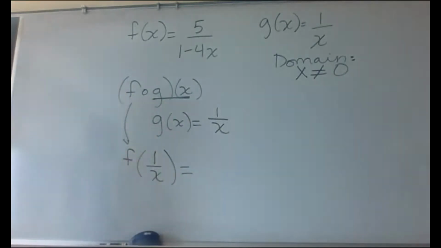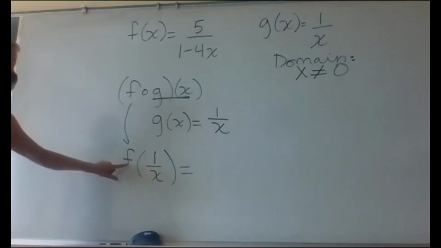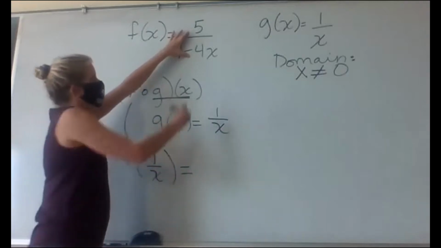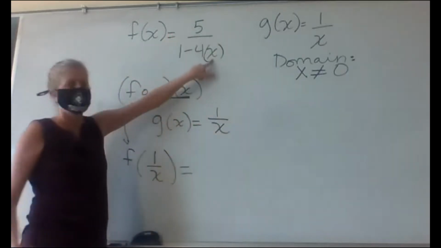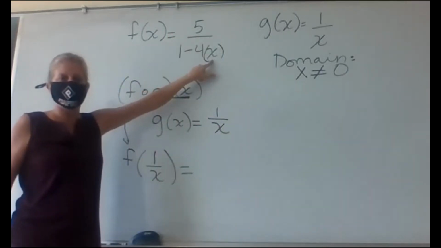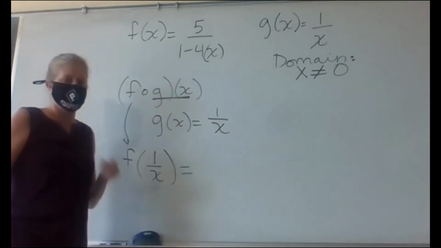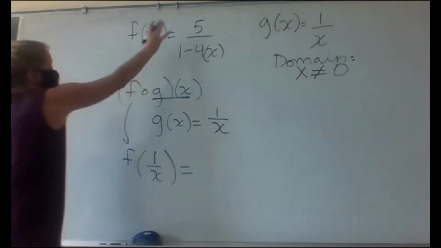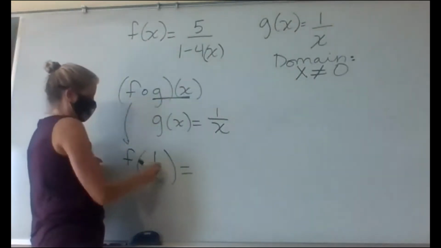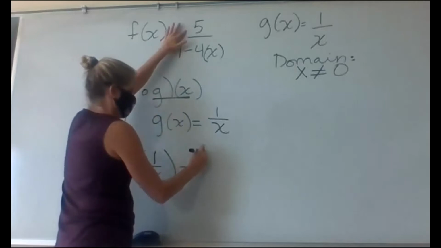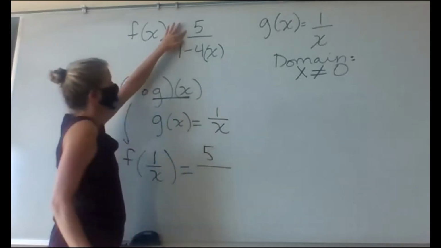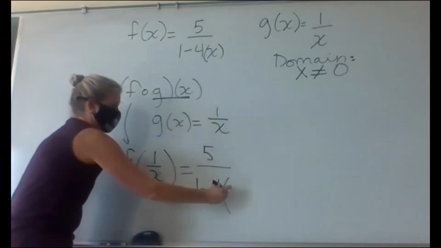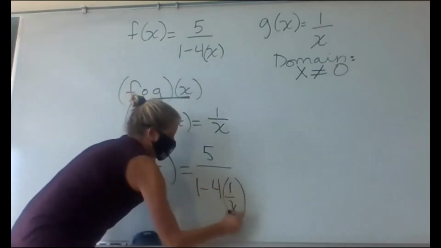Here's where it gets messy. Because now what am I doing? I'm going to my f function. Wherever I see an x, which is right here, what am I going to put in place of this x? I'm going to put a 1 over x. So let's just rewrite the f function, replacing the x with the 1 over x. So it's going to look like this. 5 over 1 minus 4, and instead of x, I put 1 over x.